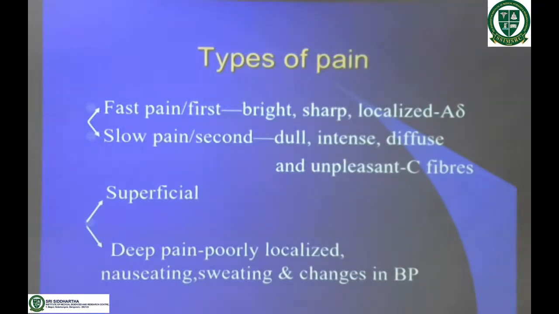So sometimes in a question they may ask, the answer is the same, you should draw the pain pathway, but in a question they make you confused by asking for the fibers which carry the fast pain, or to write the tract of the fast pain carrying fiber. So it's the same, you should draw the lateral spinothalamic tract. Okay, A delta carries fast pain, C fibers carry slow pain. This is one type of division of pain. The second is superficial pain and deep pain. Deep pain is poorly localized, causing nausea, sweating, and changes in blood pressure. So these are the types of pain.